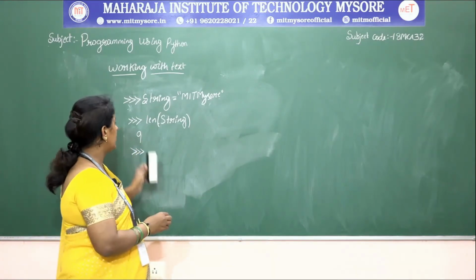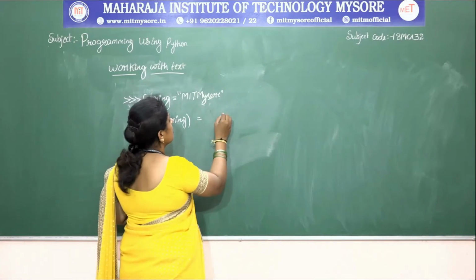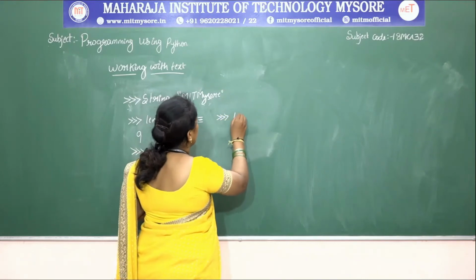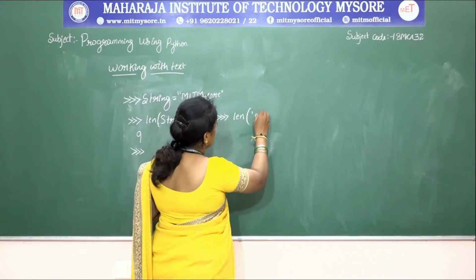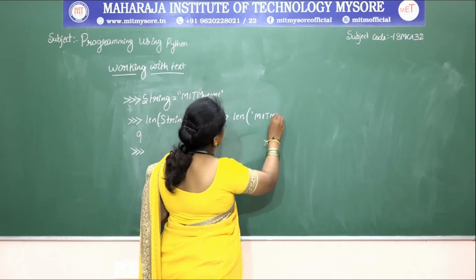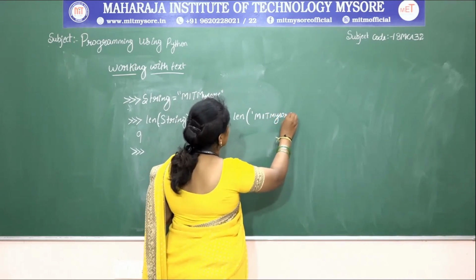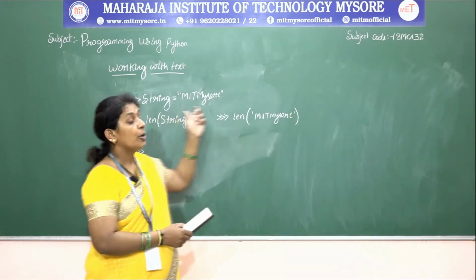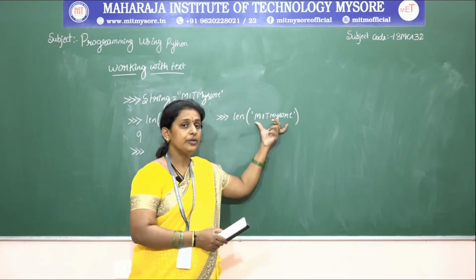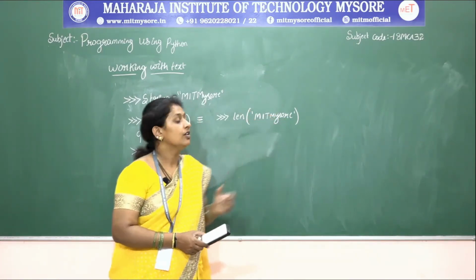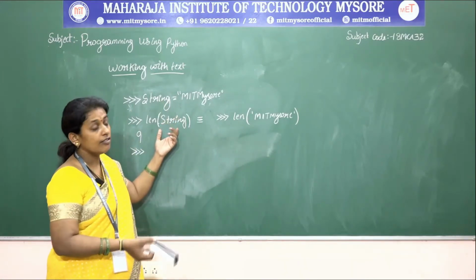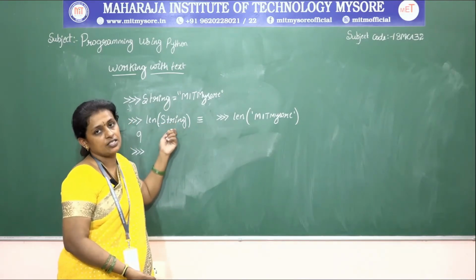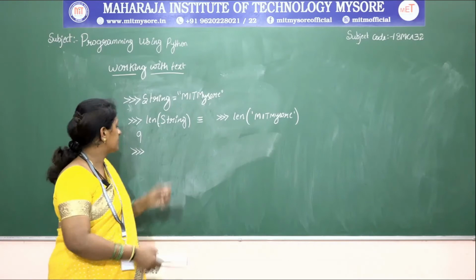One thing you need to observe, okay? It's the same expression I am writing: len of "MIT Mysore". When the function is passed a value directly, you need to give it in the form of quotes. When the function is passed a value through a variable, you should not give quotes.